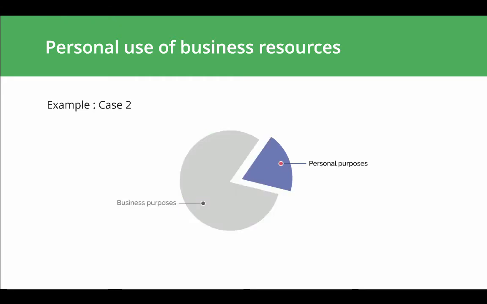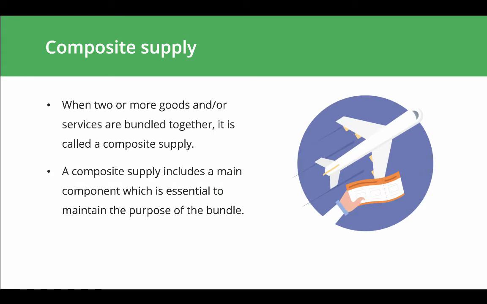Composite supply. When two or more goods or services are bundled together, it's called a composite supply. A composite supply includes a main component which is essential to maintain the purpose of the bundle.